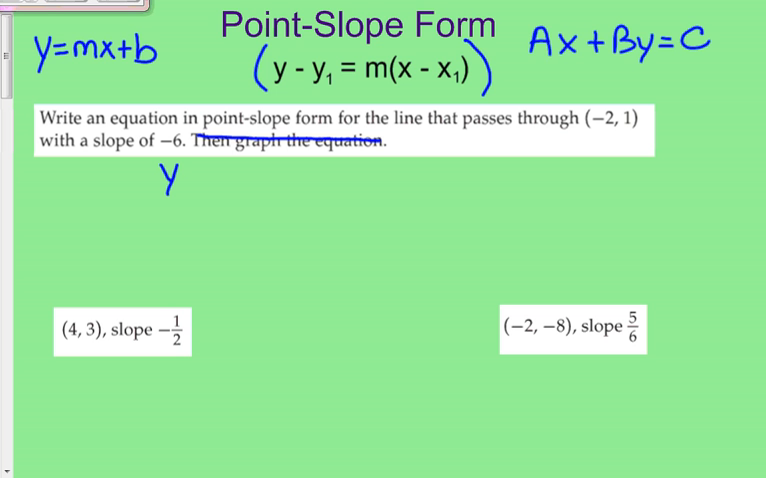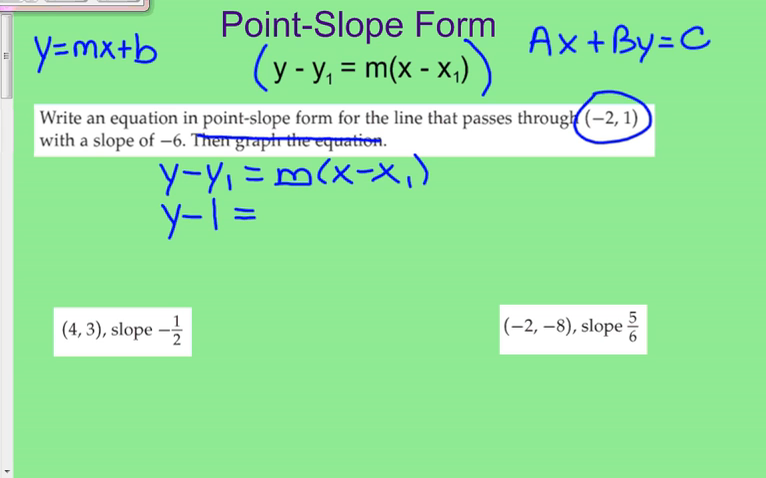When you write down your point-slope form, y minus y1 equals m times x minus x1, you need to know one point. That's what x1 and y1 is. That's one point that this line goes through, and they give us that point right here. So we're going to start out by going y minus, and what's our y value in the point? A 1. And it's a positive 1, so it goes right there, equals.